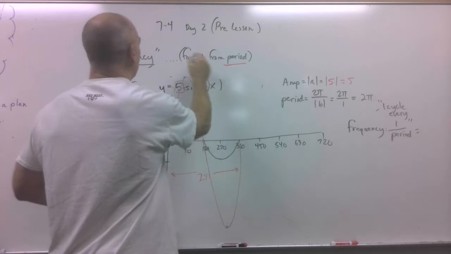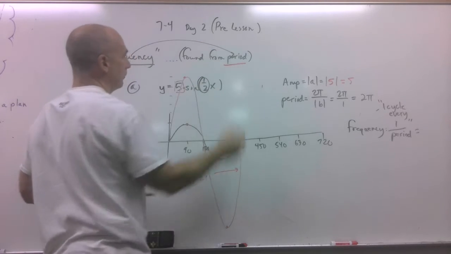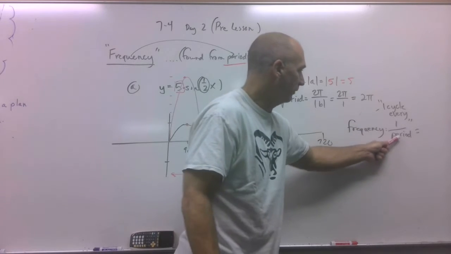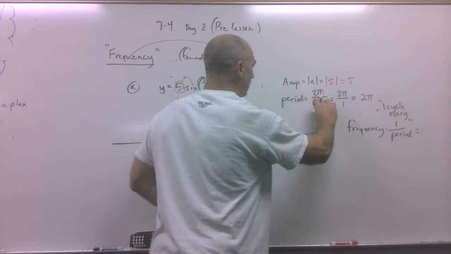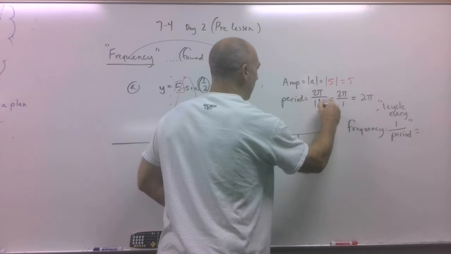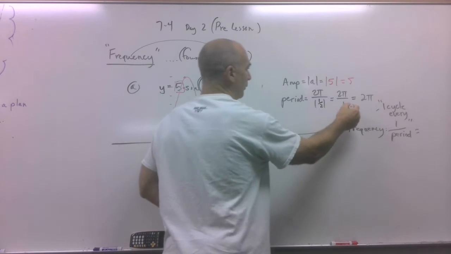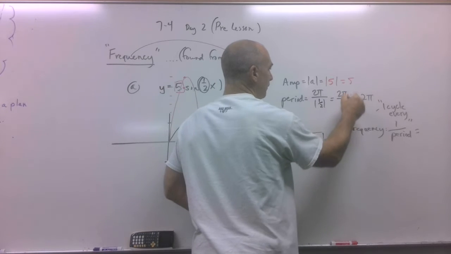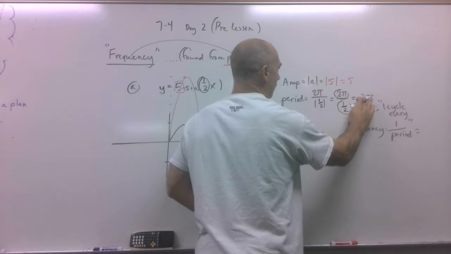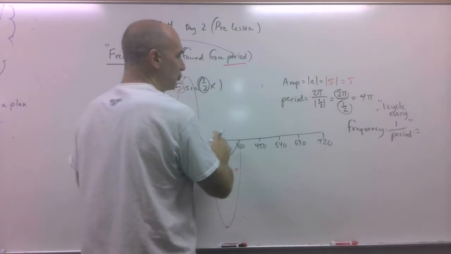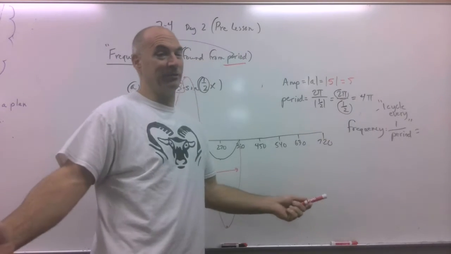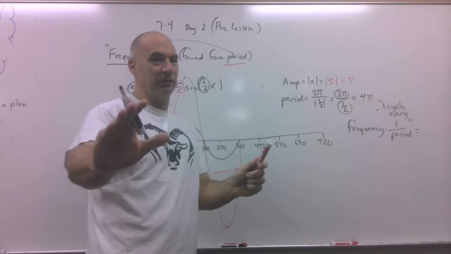So we know that we find frequency from period because the formula is 1 over the period. So we've got to find the period first. So what is B? B is 1/2, making this 1/2. And then we flip and multiply. Flip this, multiply by that, we're going to get 4 pi. So now, if I draw it, which by the way, this problem doesn't even ask you to graph it, but I'm throwing this in for free.